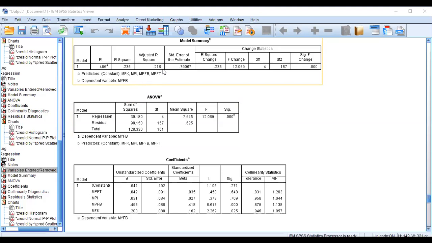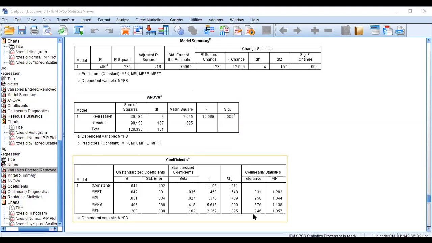21.6% of variation in youth financial behavior, which is our dependent variable, is explained by independent variables. Okay, 21.6% of variation in youth financial behavior is explained by independent variables. Okay, now next is a very important thing.